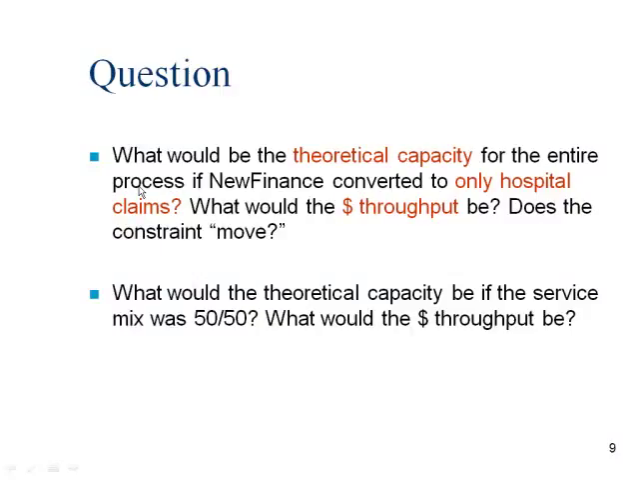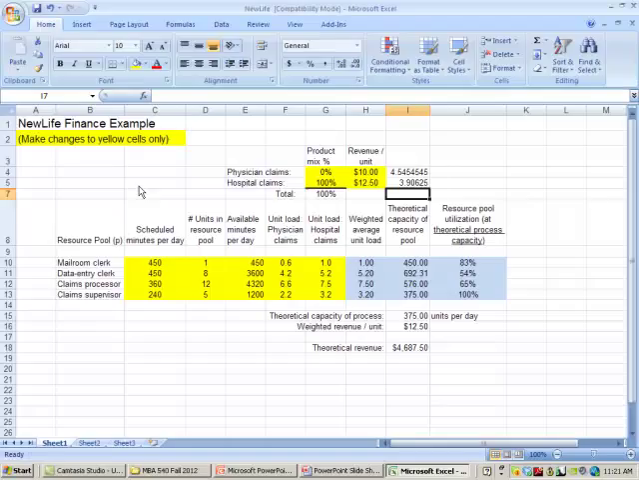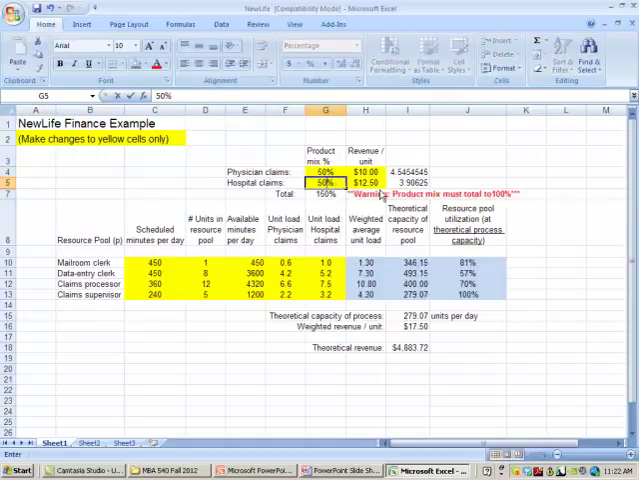Okay, other question, what would be the theoretical capacity if the service mix was 50-50? Well, it's probably going to be somewhere between 4,687 and 5,454, what we had before. So let's just see, if we split the baby, we get something like this, and it turns out to be 5,000.